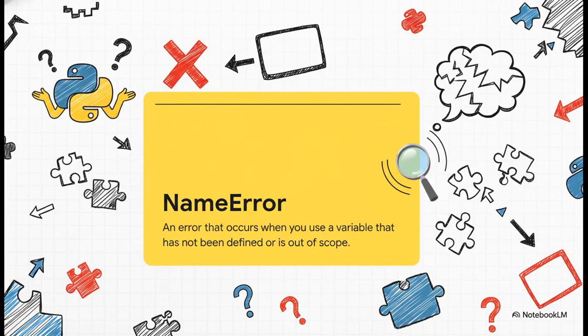Okay, so this definition sounds a little official, but let's break it down. When Python throws a NameError, all it's really saying is, "Hey, I've looked everywhere and I have absolutely no idea what you're talking about with this name." It's basically Python raising its hand and saying, "Help, I can't find a definition for this."